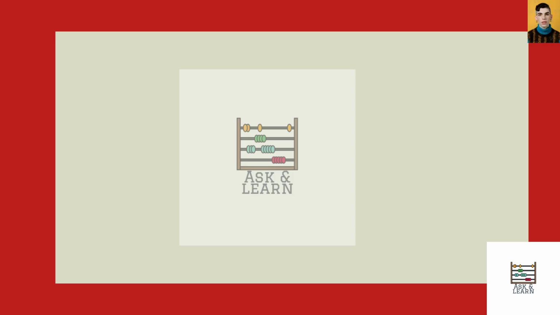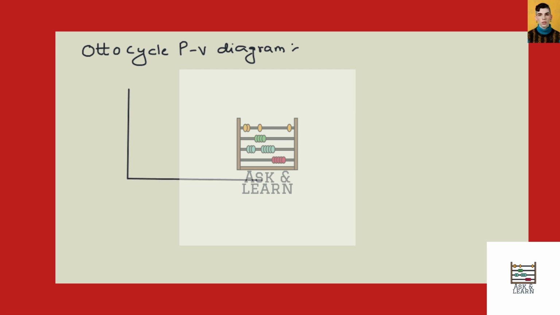To solve this problem, we will draw the Otto cycle PV diagram first, as I am drawing here. So let us draw the diagram. Just after that we will solve this numerical. Here it is P and here it is V. So the processes are 1, 2, 3 and 4 as I am showing here.